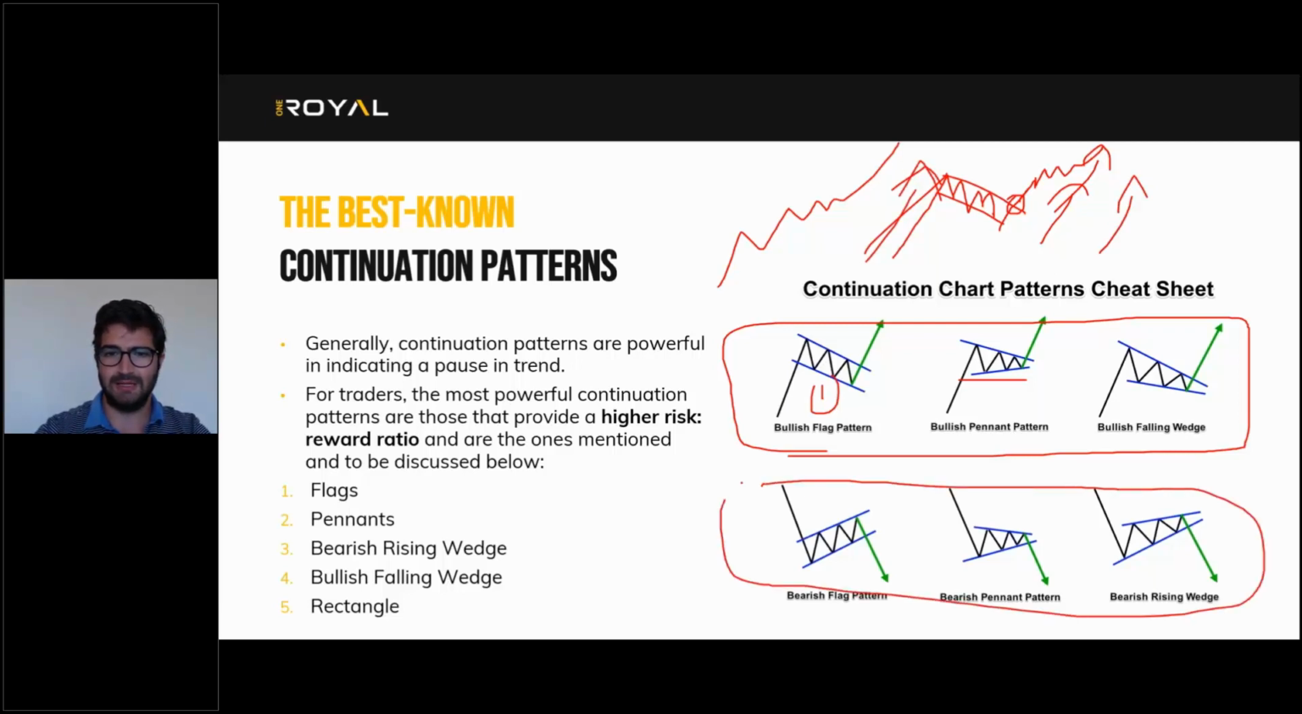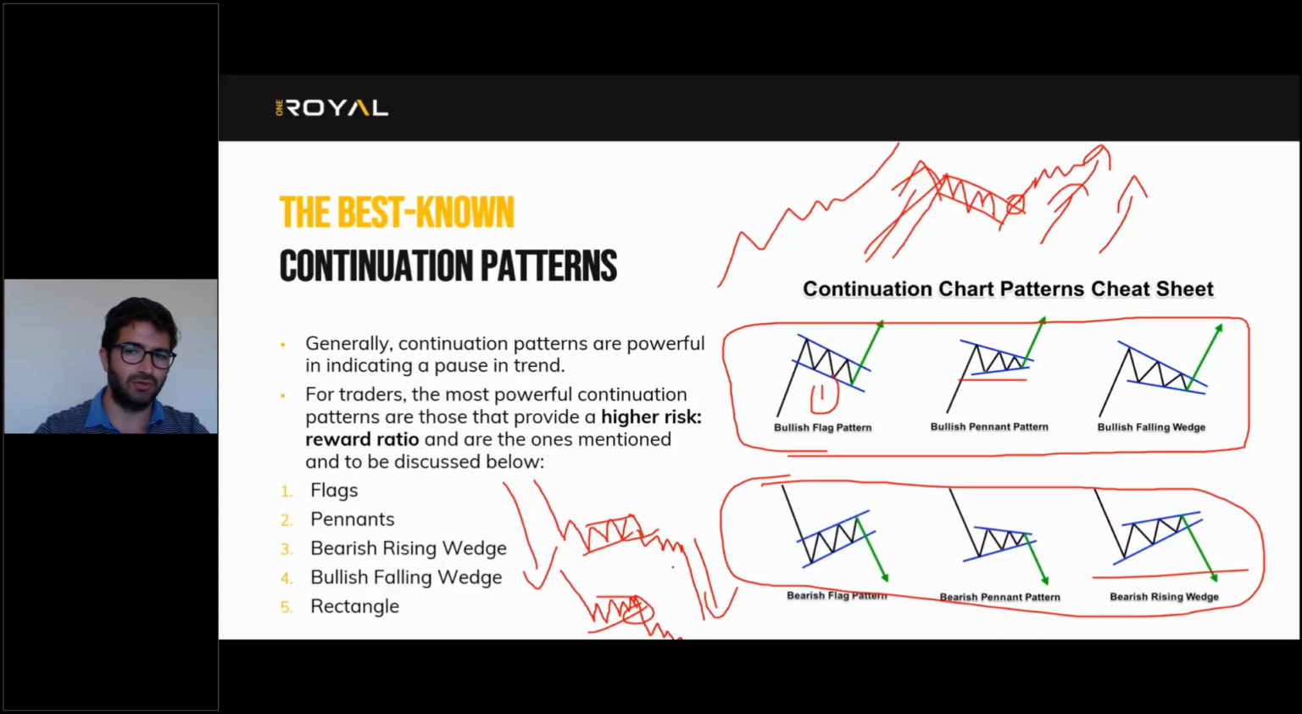These three apply in a downtrend. So if you see a bearish flag inside of a downtrend, expect after the breakout to see a move to the downside in the same direction of the main trend. Similarly, if you see a bearish pennant similar to this, expect a move in the same direction of the main trend after the breakout, and for sure a bearish rising wedge.